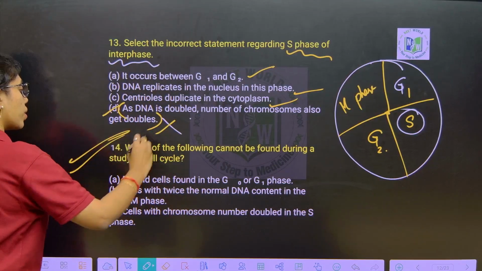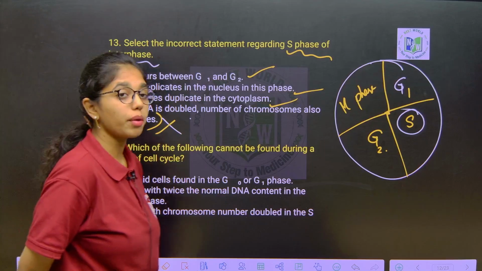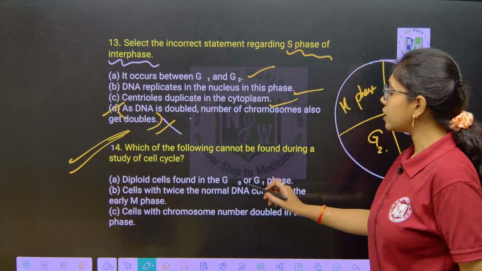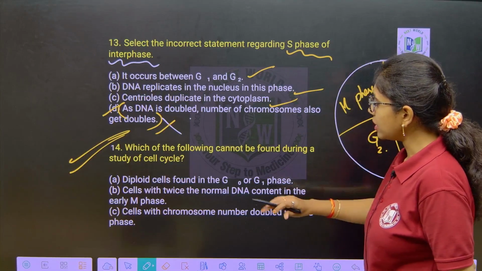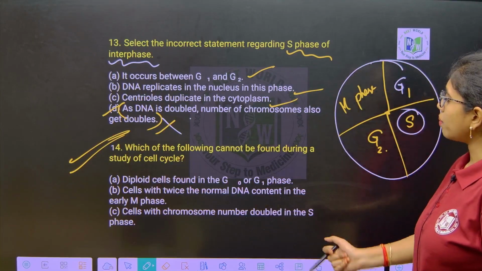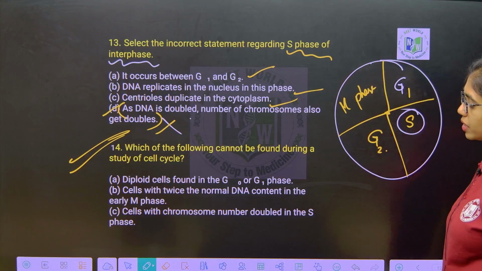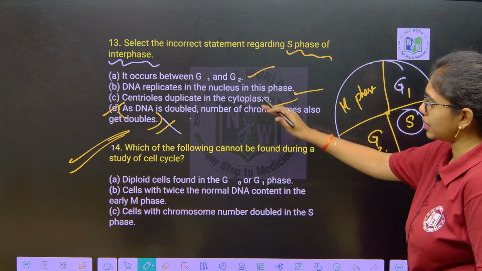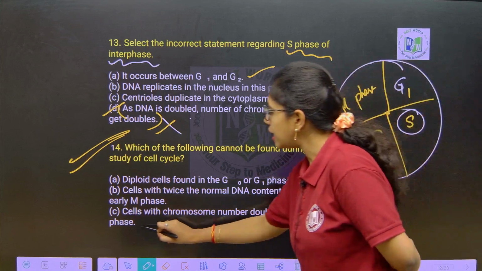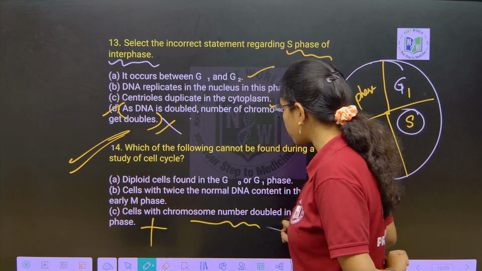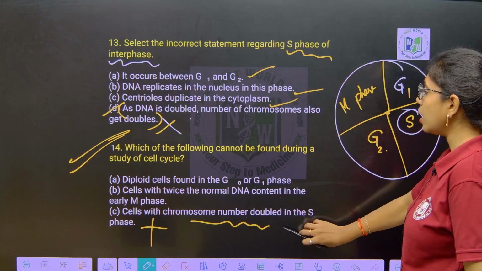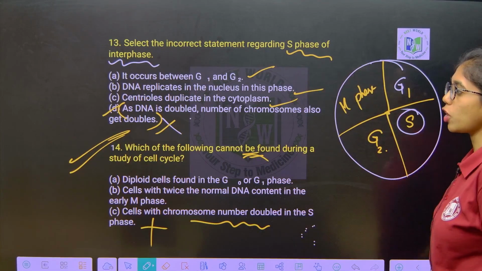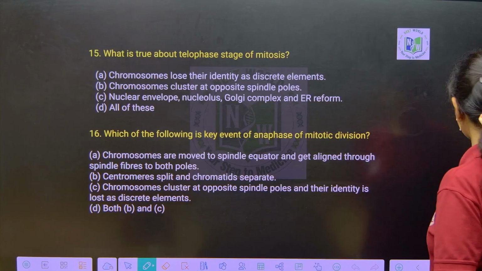Next question: which of the following cannot be found during study of cell cycle? Diploid cells found in G0 and G1 phase; cells with twice the normal DNA content in the early M phase; cells with chromosome number doubled in the S phase. It is the same type of question: cells will never double the chromosome number during S phase. Since it asks what cannot be found, that is the incorrect statement, so option C is the right answer.